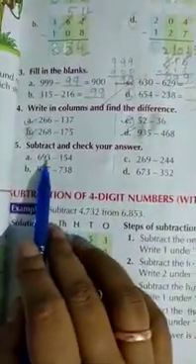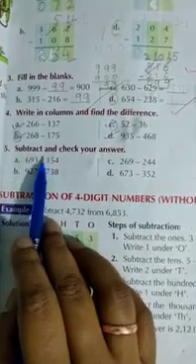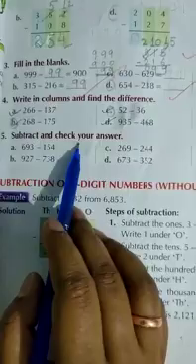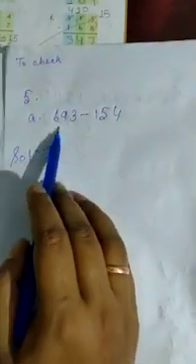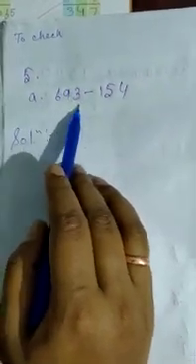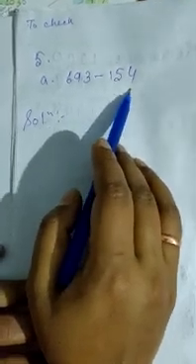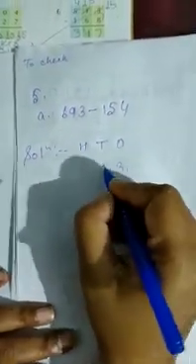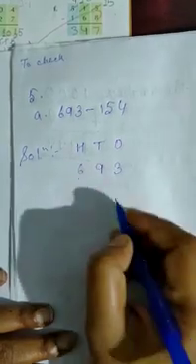Now come to question number 5. Question given: subtract and check your answer. At first we are going to subtract, then I will show you how to check your answer. Question 5a: 693 minus 154. At first we write in a column: 3, 9 and 6. Here given 4, 5 and 1.